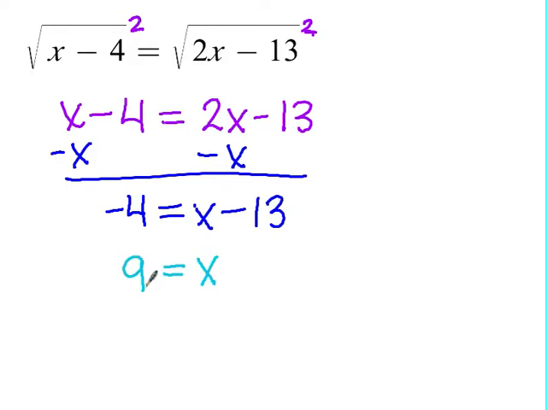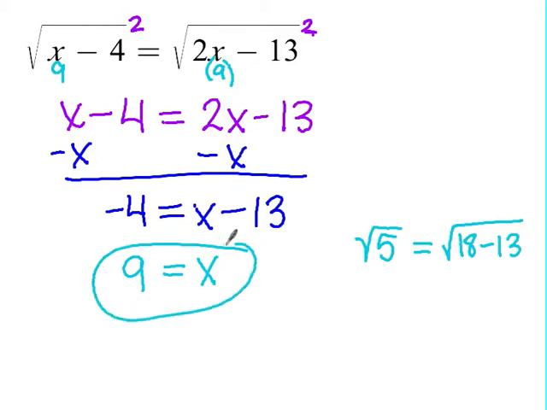So I'm going to go ahead and plug 9 in here for x, 9 in here for x. So on the left side, I get the square root of 9 minus 4. What is the square root of 9 minus 4? Root 5. On the right side, I get square root of 18 minus 13. Is that root 5? Yes. Yes, so your answer is 9.